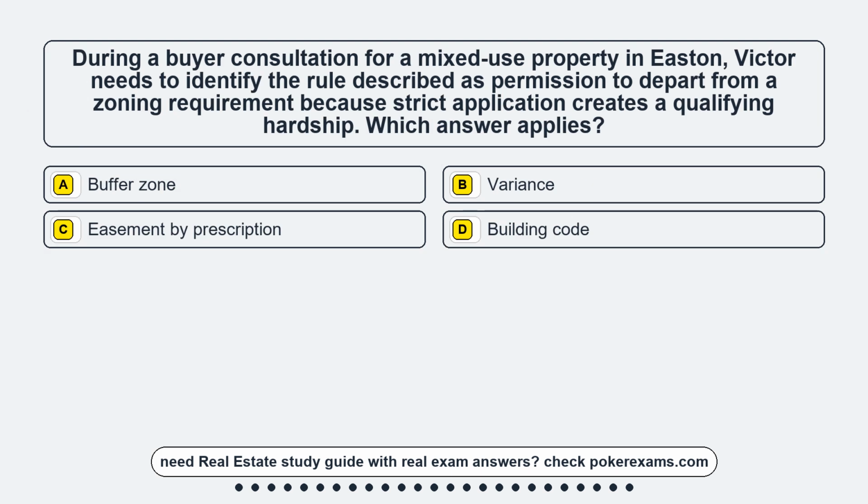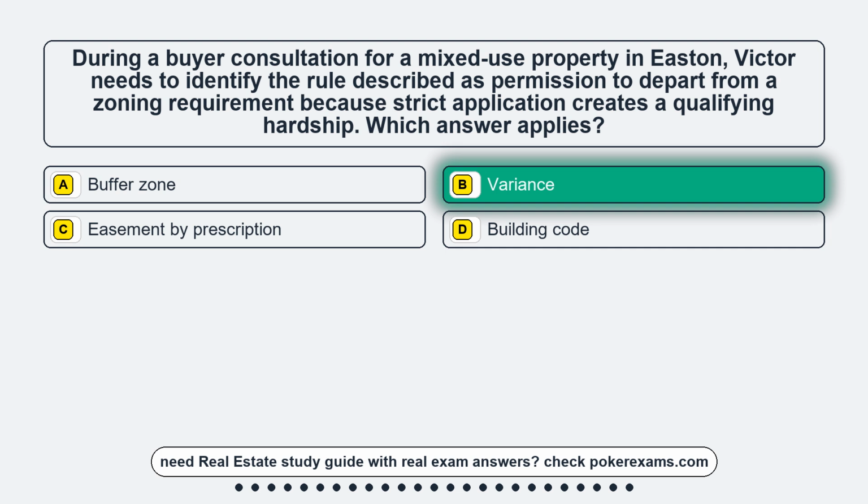Question 11. During a buyer consultation for a mixed-use property in Easton, Victor needs to identify the rule described as permission to depart from a zoning requirement because strict application creates a qualifying hardship. Which answer applies? Option A. Buffer zone. Option B. Variance. Option C. Easement by prescription. Option D. Building code. The correct answer is option B.